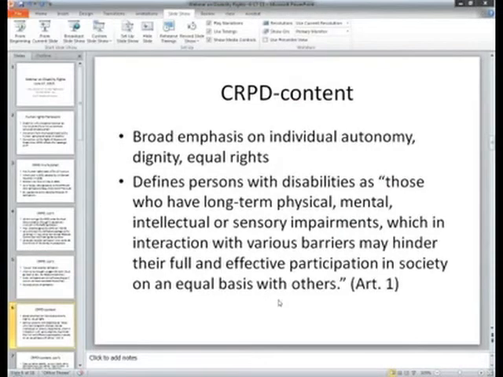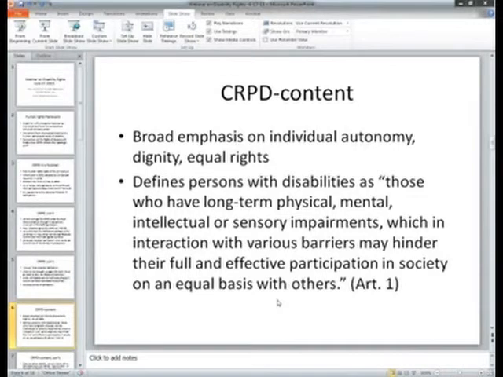Okay, so that's a lot about the process of the CRPD. What about its content? What does it say, and how might it be useful to you in your work? The first important thing to say is that the CRPD places a broad emphasis on issues of individual autonomy, dignity, and equality. These are, again, rights that are quite consistent with our own view of rights of people with disabilities and others. It very much fits into that mode.